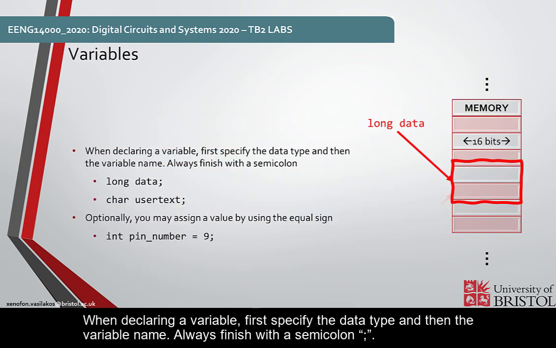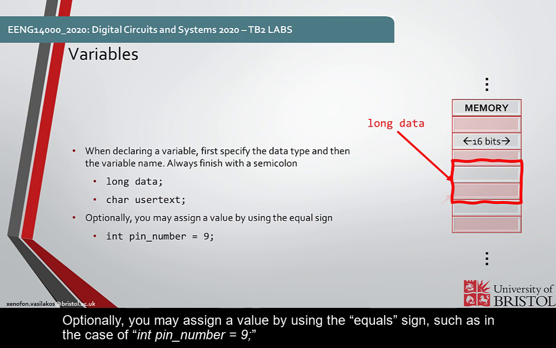When declaring a variable, first specify the data type and then the variable name. Always finish with a semicolon. Optionally, you may assign a value by using the equal sign, such as in the case of int pin_number equals 9 semicolon.